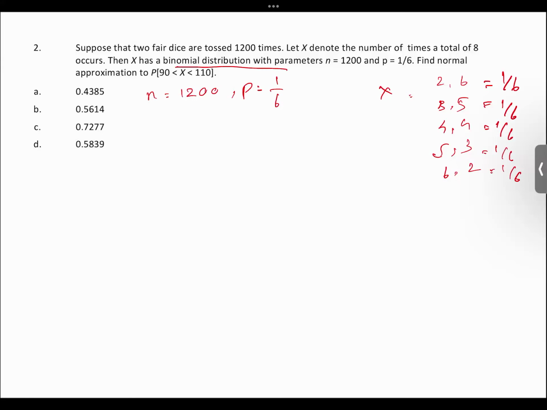So it follows a binomial distribution. So X follows binomial distribution with N is equal to 1200 and P is equal to 1 by 6. So now what should we do with this? Find normal approximation to P of 90 less than X less than 110.